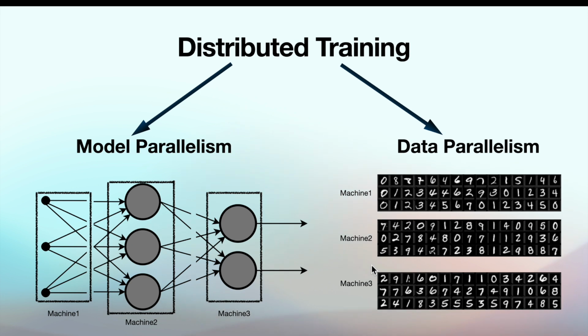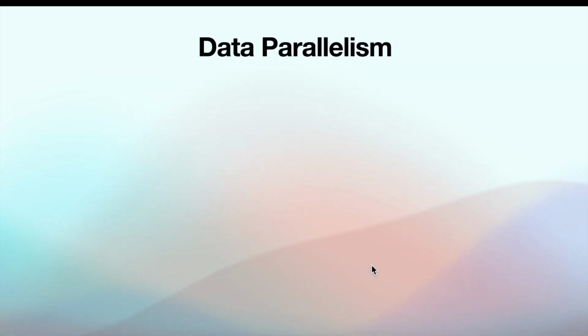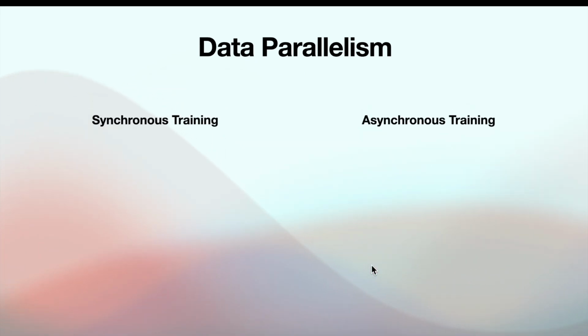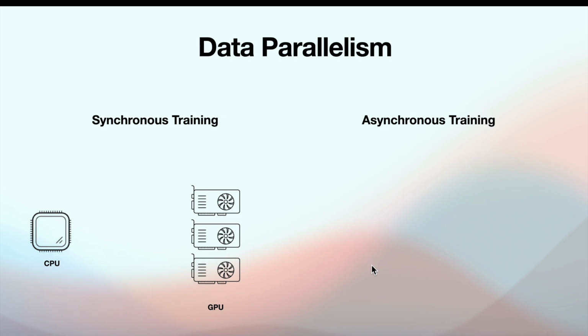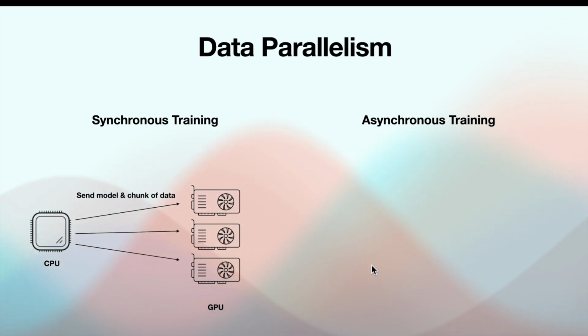Let's dive a little deeper into data parallelism. With data parallelism, we have two training options. One is asynchronous training and the other one is synchronous training. With synchronous training, you can have a machine with one or more GPUs. We then send a chunk of the data and the model to each GPU and then wait for the GPUs to calculate the gradients. While that is happening, the CPU goes into a wait state.